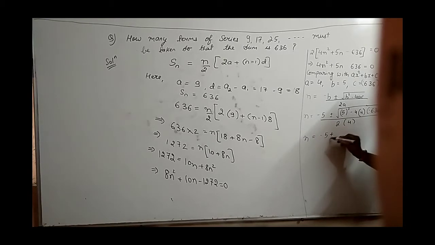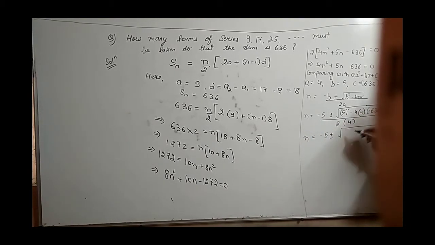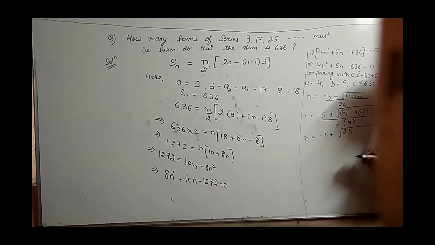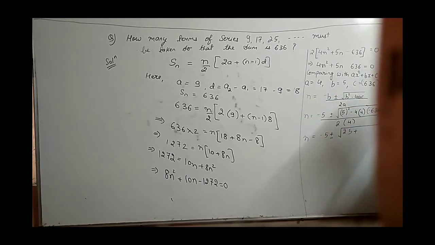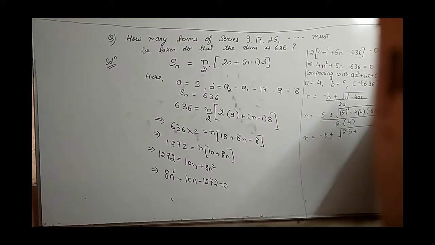n is minus 5 plus minus under root 5 square is 25. See, minus into minus becomes plus. Okay, now I need to multiply this. So multiplying this 636 into 16: 6 sixes are 36, 3 sixteens... 18 plus 3, 21, carry 2, 38, and then 636. So 6, 7, 8 plus 3, 11, and 10.